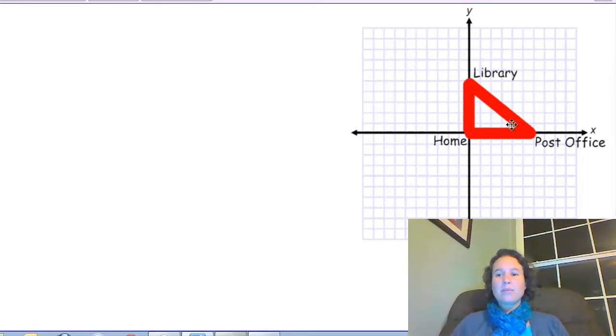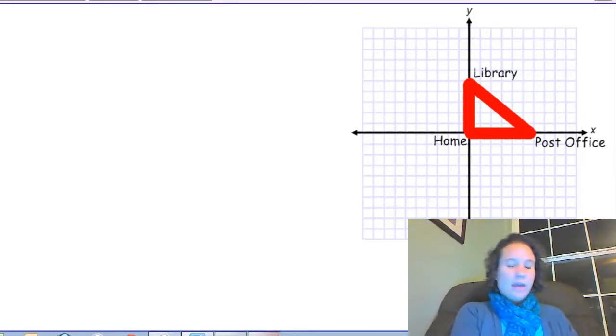But the distance from the library to the post office is diagonal, so I can't just count across the squares because it's not going along one of the axes. So it turns out if you look at this, you can see the x-axis and the y-axis form a right angle, so this is actually a right triangle right here. And so I can use the Pythagorean Theorem to find this distance from the library to the post office.